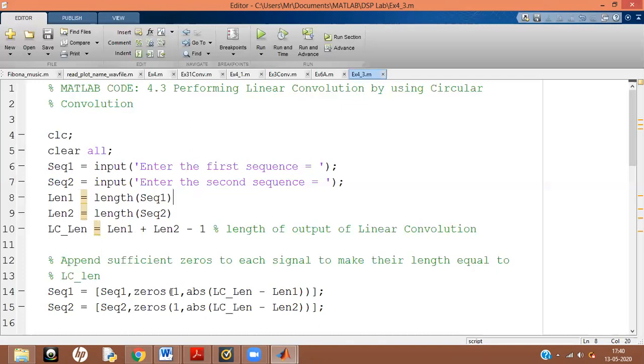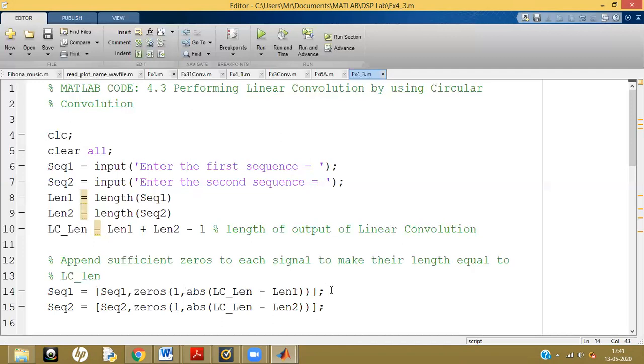So zeros of 1 comma something. What is this? This is the length of the linear convolution minus the length of the signal. For example, in that previous example, the length of linear convolution is 6 and the length of the first signal is 4. So 6 minus 4 is 2. So you are going to append 2 zeros to sequence 1.